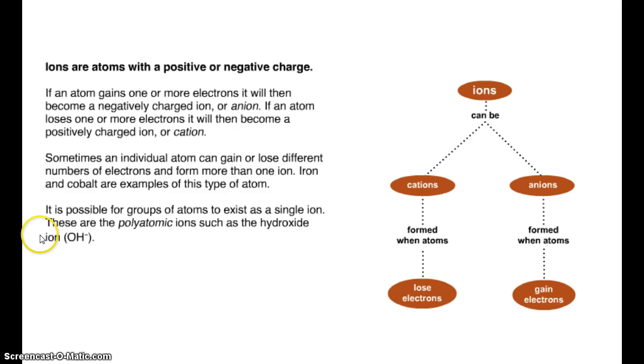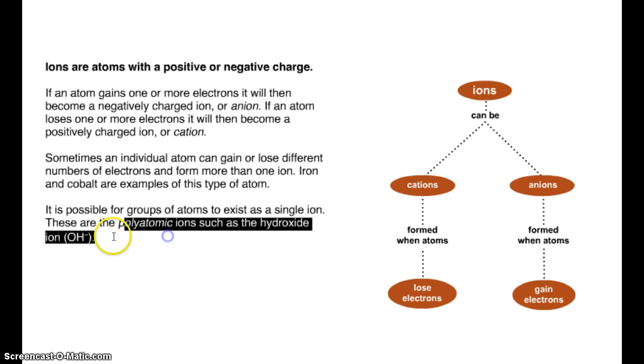It is possible for groups of atoms to exist as a single ion. These are the polyatomic ions, such as hydroxide ion, OH. So even though they're preformed, now they're going to act as an ion and go attach to a different ion.